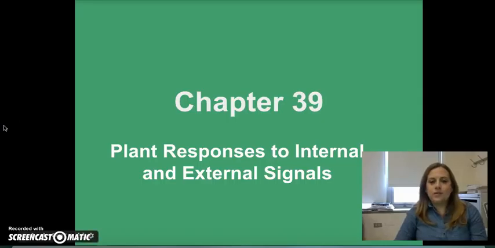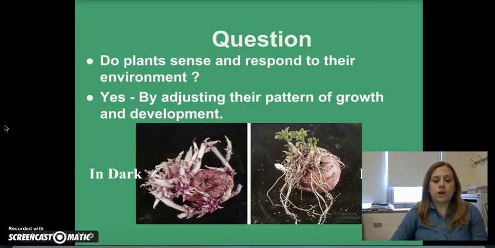Hey everybody, we are moving on. We're going to take a look at plant responses to both internal and external signals or stimuli. All right, so a question. Do plants sense and respond to their environment? And the answer is yes. They are able to adjust their growth and development patterns in order to respond to their environment.